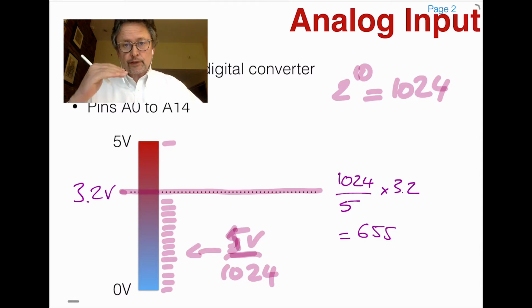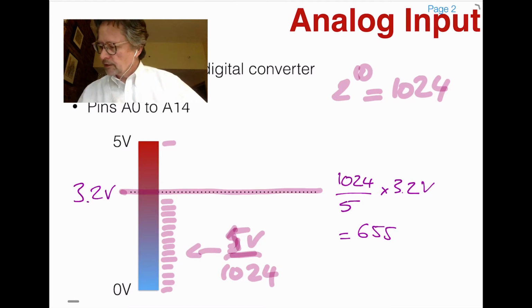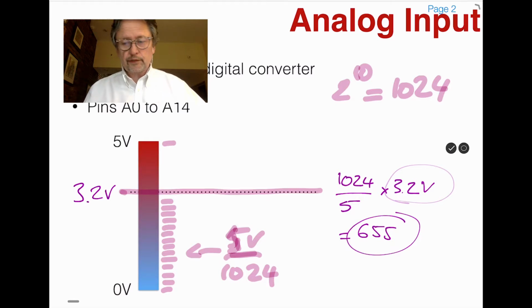So we're not going to get the actual float number, a real number, that is the voltage. We're going to get a number between 0 and 1024, knowing that 0 corresponds to 0 volt, 1023 corresponds to 5 volts, and anything in between is linearly computed. All right, so 3.2 volts would correspond to 655, and that's how we would compute that.